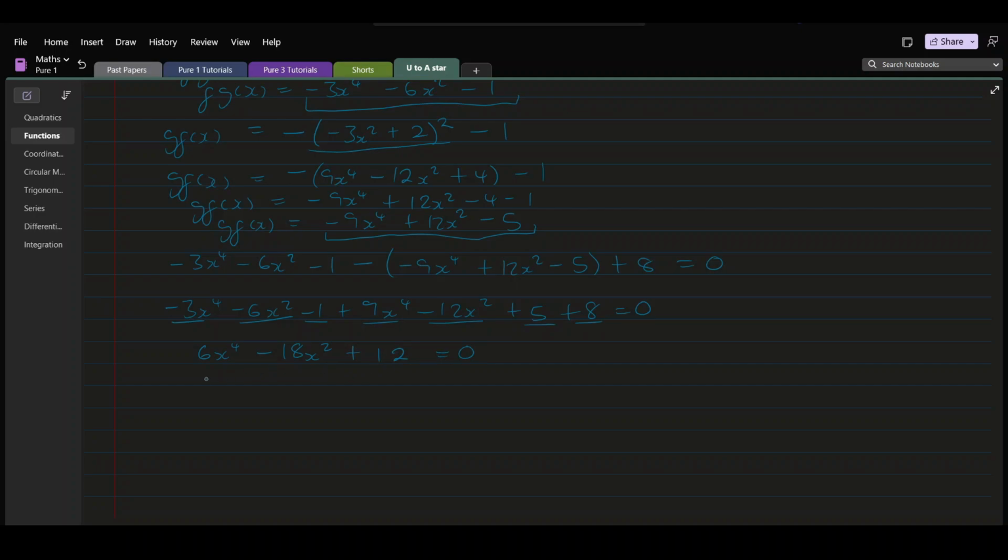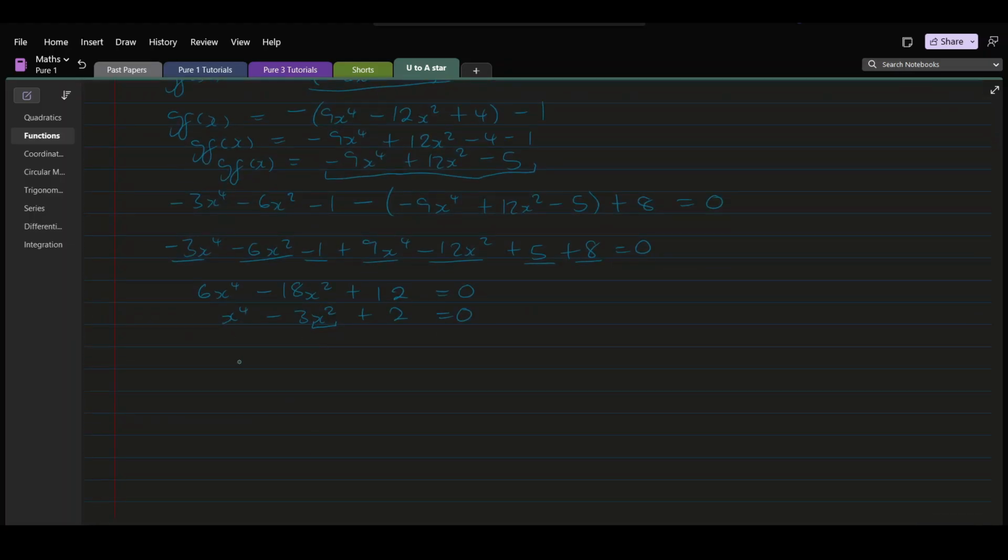Let's divide through by 6. That becomes x to the 4 minus 3x squared plus 2 is equal to 0. And you notice that what we have is a hidden quadratic. So to solve this, we have to rewrite x to the power 4 in terms of x squared. So that would become x squared. What do we have to multiply this power by to get 4? We'd have to multiply it by 2. And that's minus 3x squared plus 2 is equal to 0.